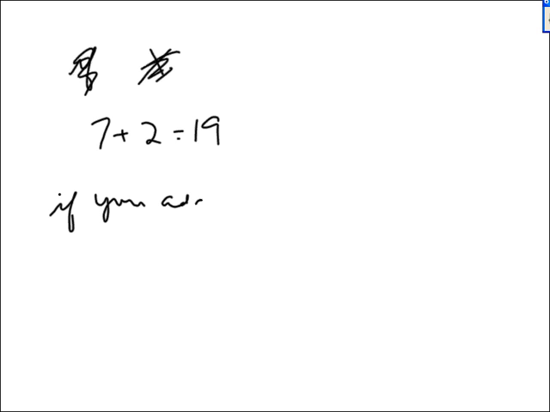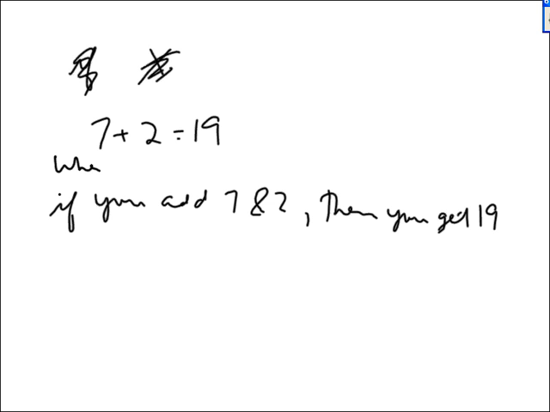If you add 7 and 2, then you get 19. Just like if I put the right answer, 9: if you add 7 and 2, you get 9. But I'm saying 7 and 2, you get 19. I could have written it in words.